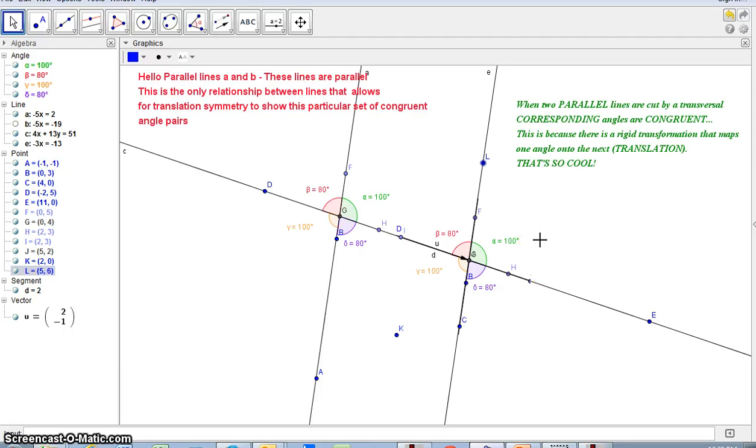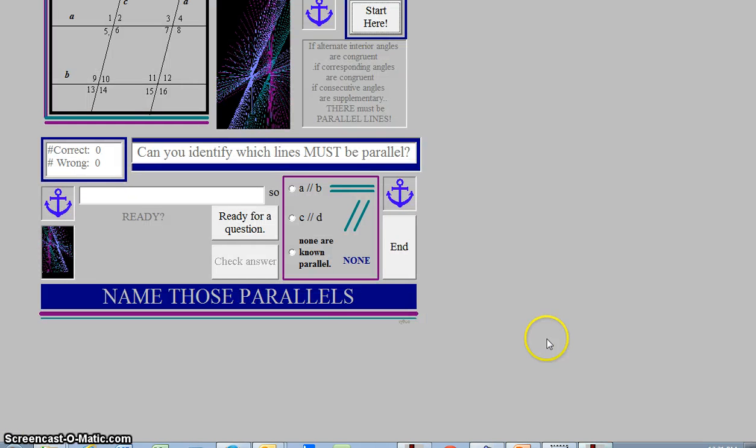Okay, so green is in the same position, that's upper right. Red is in the same position, that's upper left. Orange is in the same position, lower left. Purple is in the same position, lower right. And we have two pairs of supplementary angles in each case. Those are the relationships we're going to rely on to play the game. So you click on this link that says ready for question.